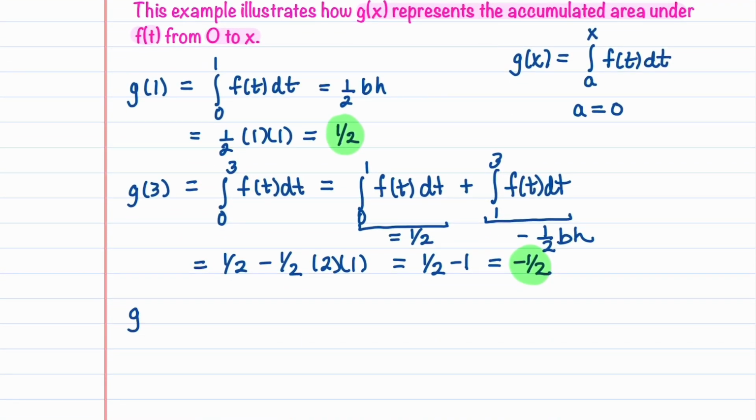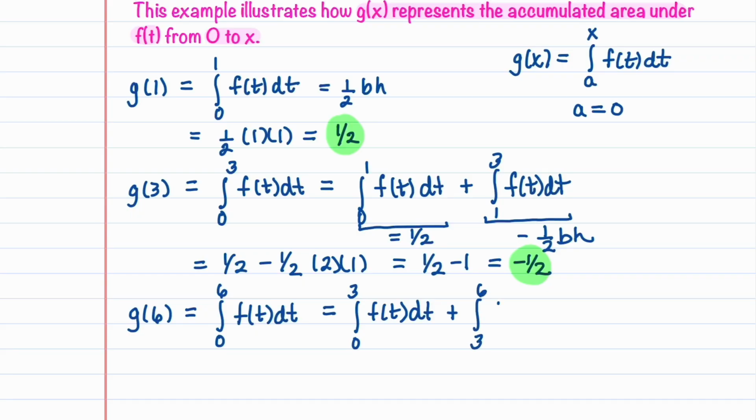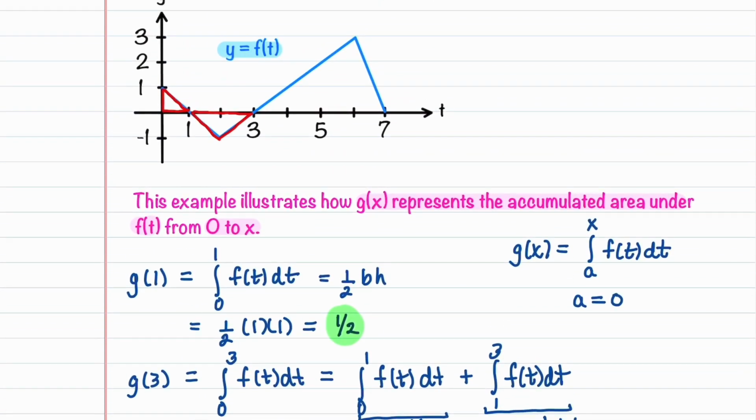Now let's find g at 6. This is the integral from 0 to 6 of f of t dt. Because we know the integral now from 0 to 3, we're going to split this integral up, and we're going to integrate from 0 to 3, f of t dt, and then we're going to add on the integral from 3 to 6 of f of t dt. The integral from 0 to 3 is equal to minus 1/2. Now we need to find this integral. Let's go back up and look at our graph.